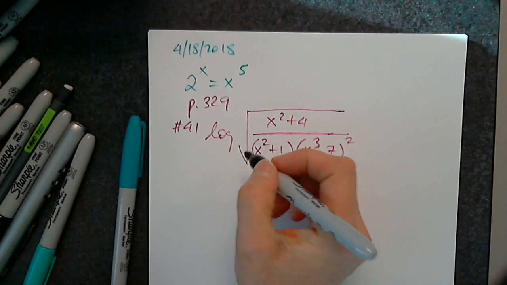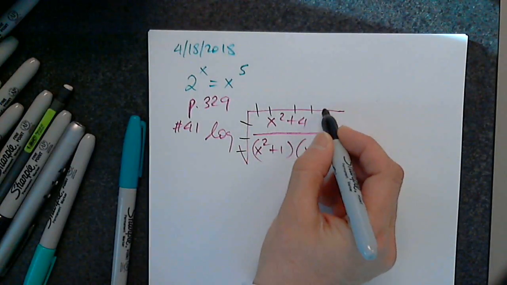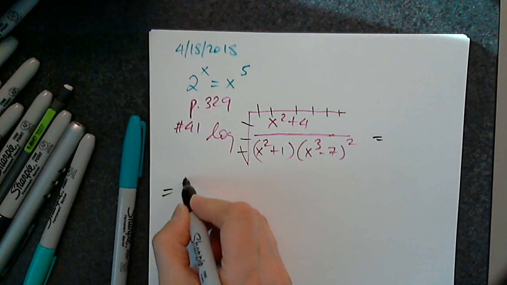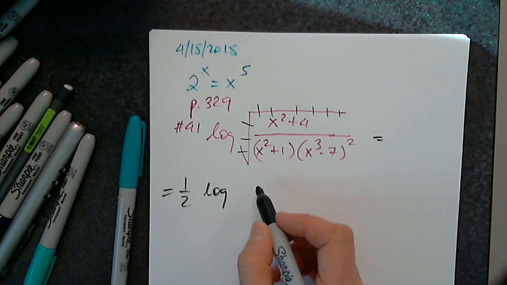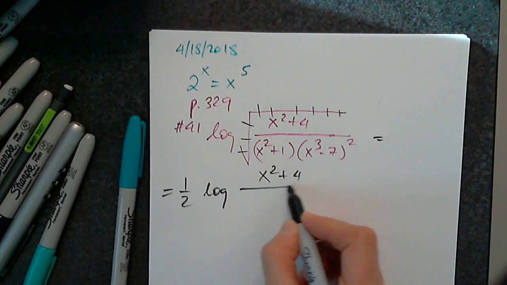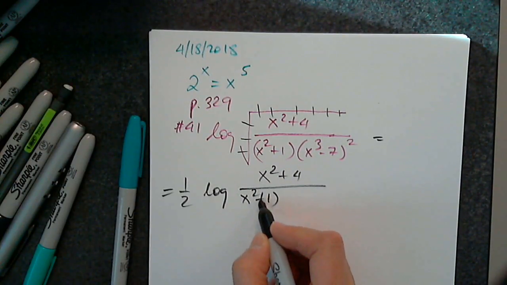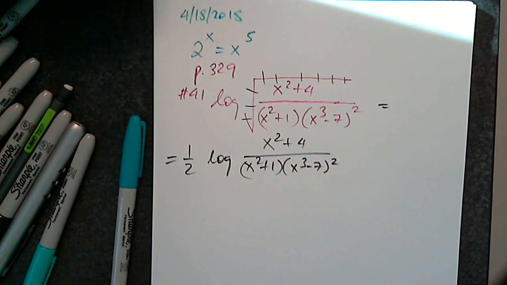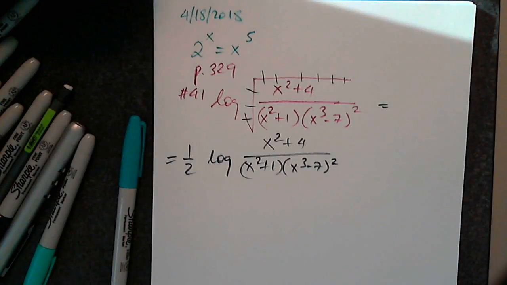Yes. So first I have to remove this. Removing the power means square root, which means 1/2. So 1/2 goes in front. Log of x squared plus 4 over x squared plus 1 and x cubed minus 7 squared. That is the starting point, because that square root is in the way.